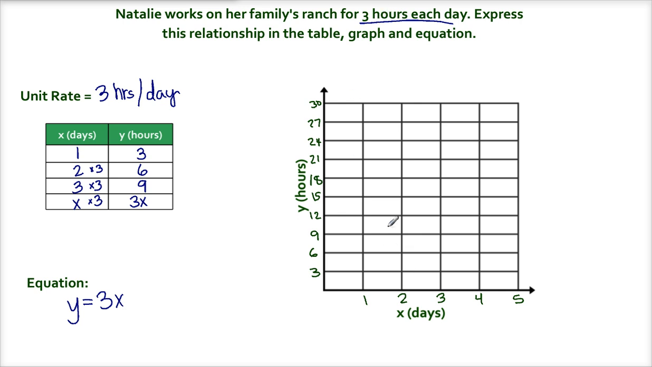Now let's graph this. The table gives me the points to graph. So the first line says the point 1, 3. So 1, 3 is right here. The next point is 2, 6, 2, 6. The next point is 3, 9. And that's as many as we have, but that's enough to draw a line. So we start down here at the origin, and our line looks something like this.